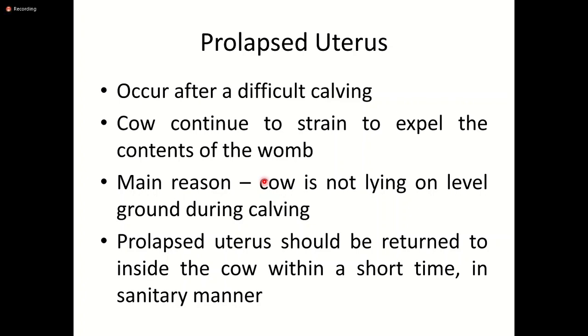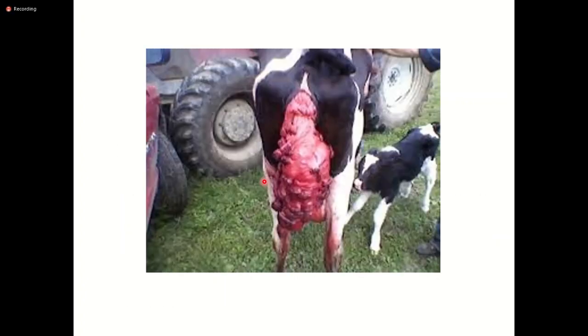And unnecessary contractions, trying to expel whatever is contained inside the body of the animal. So this is the kind of situation called a prolapsed uterus, right? A prolapsed uterus is a condition where we have to put this back into the body of the cow as soon as possible.